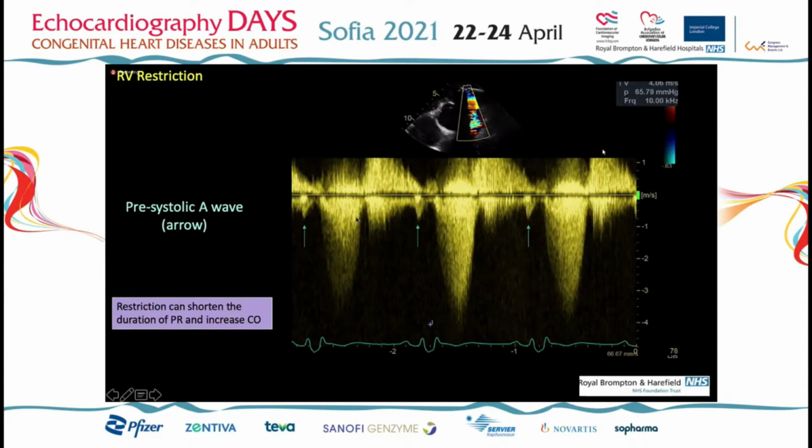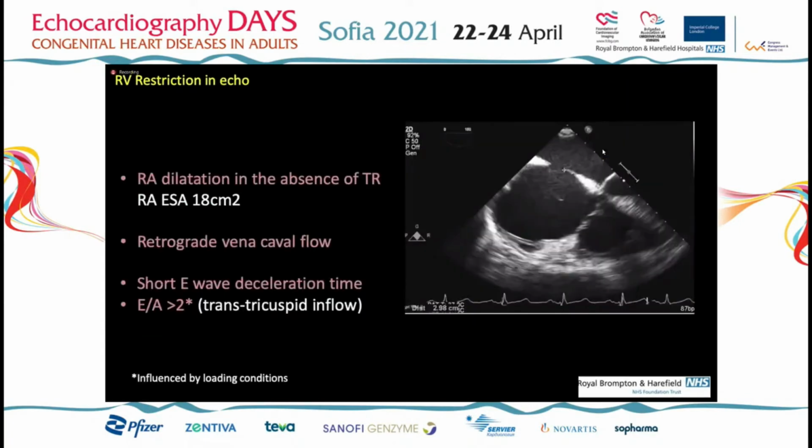And it has been suggested that this forward flow at the end of diastole, shortening the duration of the pulmonary regurgitation, might be beneficial in terms of symptoms by improving exercise capacity and cardiac output. But we know from recent studies that having a restrictive ventricle is actually not beneficial in the long term.